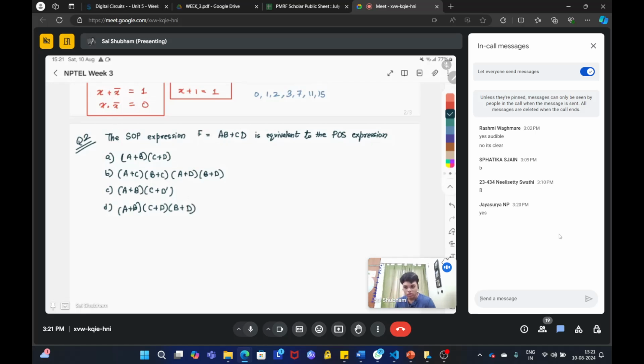Okay, so this is the question. Given a sum of products expression, you are expected to find the equivalent product of sums expression. The point to be noted is that these are all product of sums expressions, but these are not standard product of sums expressions. In all the standard expressions, in each minterm or maxterm, you will find all the signals or all the variables. So that is the difference. I will give you 5 minutes for this.